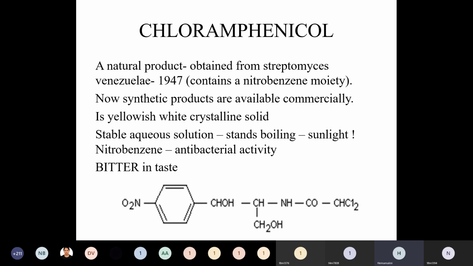So it is a yellowish white crystalline solid. It is bitter in taste. It is stable in aqueous solution, but sensitive to sunlight. So you should protect this drug from sunlight, or otherwise it will stand boiling. Nitrobenzene moiety produces antibacterial activity. This is the structure of chloramphenicol.